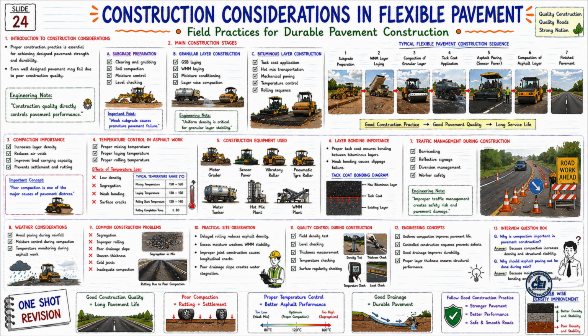Layer bonding importance. Proper tack coat ensures bonding between bituminous layers. If the bonding is weak, slippage failure may develop. See the tack coat bonding diagram below. Tack coat is providing a strong connection between the old and new bituminous layer. And this improves load transfer. Now let us look at the seventh topic.